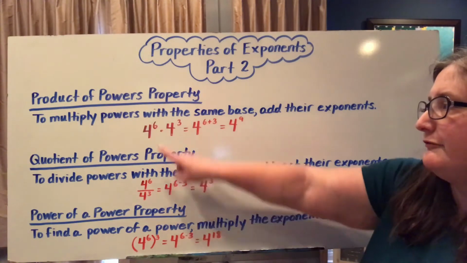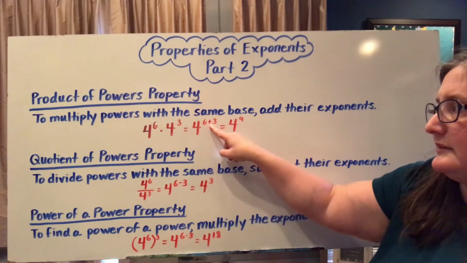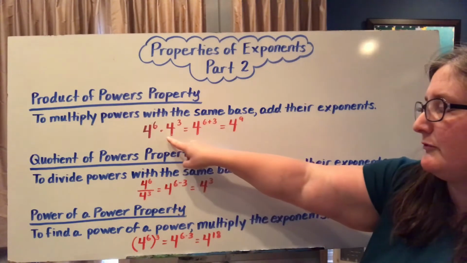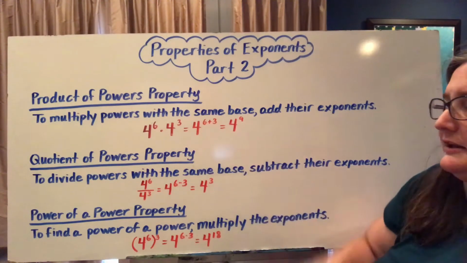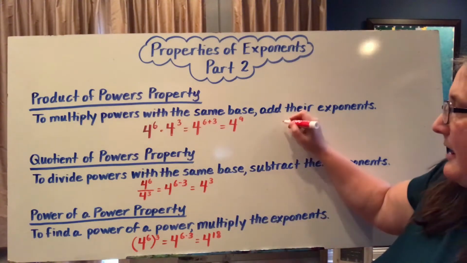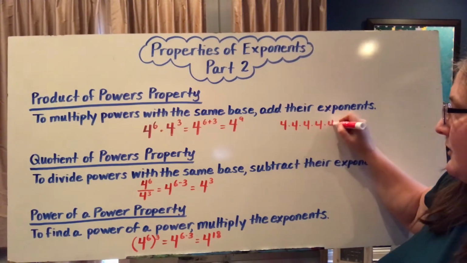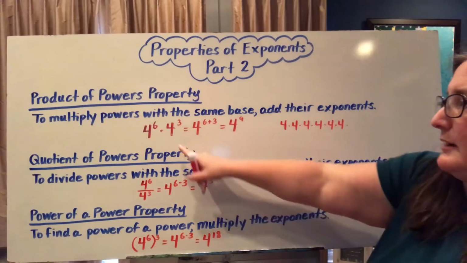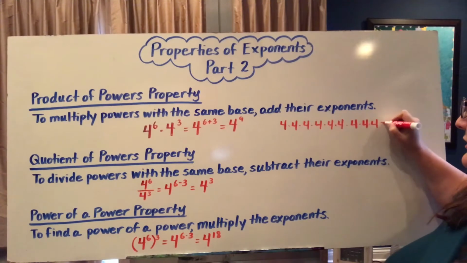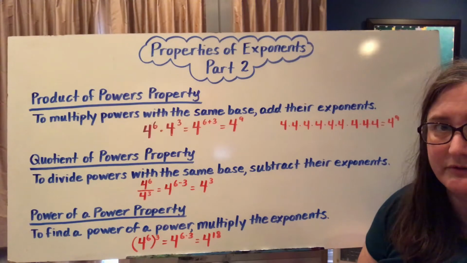So if I had 4 to the 6th power times 4 to the 3rd power, I can add the exponents 6 plus 3, and that gives us 9. So 4 to the 6th power times 4 to the 3rd power should equal 4 to the 9th power. We can see that this works because if I expand 4 to the 6th power, I'm really writing 4 times 4 times 4 times 4 times 4 times 4. And that's going to be times 4 to the 3rd power expanded, which is just 4 times 4 times 4. So altogether, we're multiplying 9 4s.